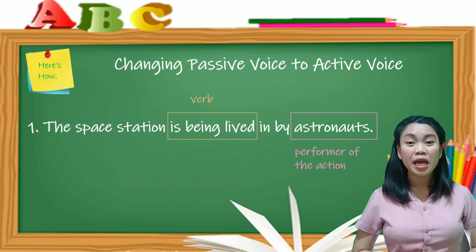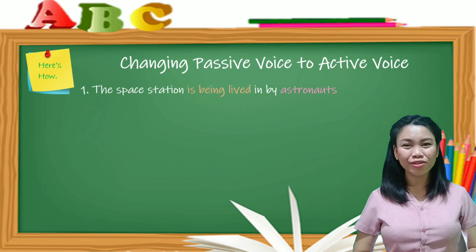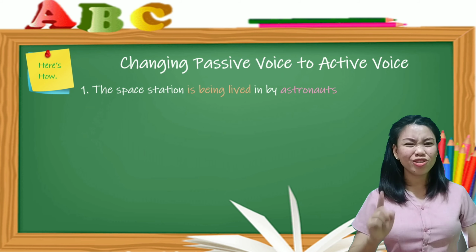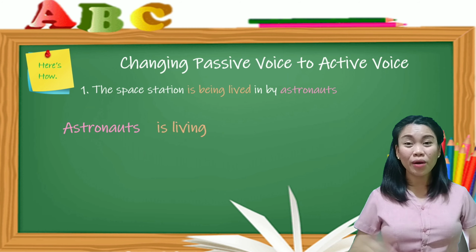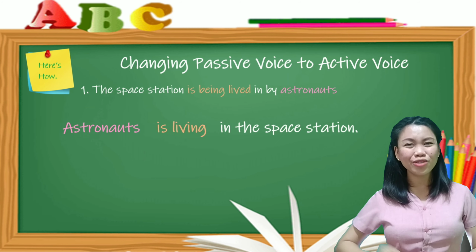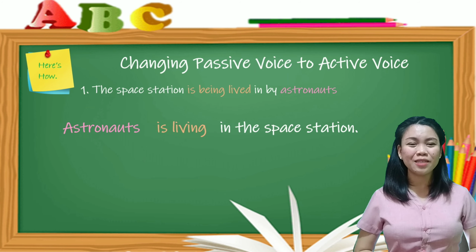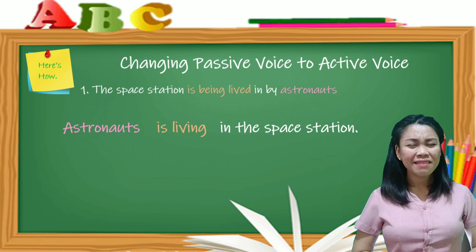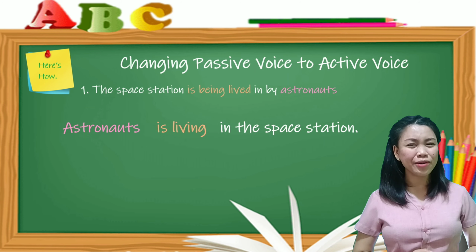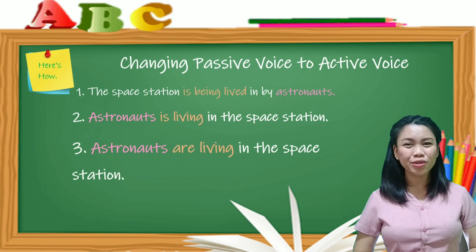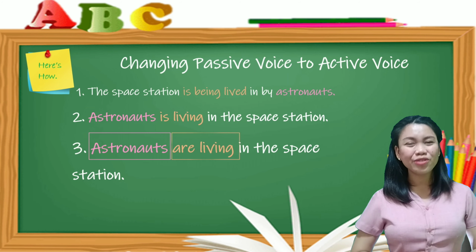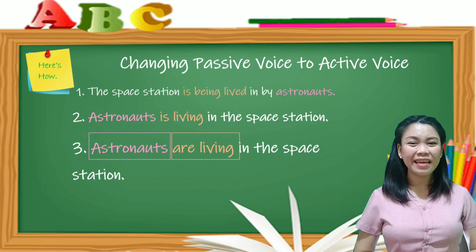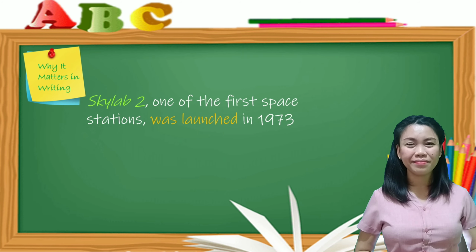Number two, move the performer of the action before the verb and change the verb to the active voice. So our sentence becomes, astronauts is living in the space station. Number three, make sure that the verb agrees in number with the new subject. And our sentence becomes, astronauts are living in the space station.